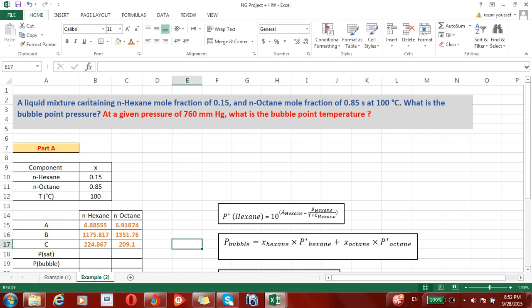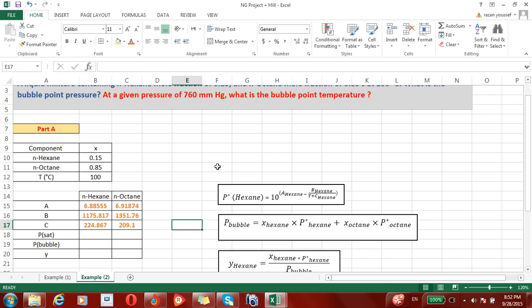A liquid mixture containing n-hexane mole fraction of 0.15 and n-octane mole fraction of 0.85 at 100 degrees Celsius. What is the bubble point pressure? So for part A, we need to find the bubble point pressure. As I did before, I already wrote all my givens here. I have my constants here, and at the beginning we need to calculate the Psat. As you see, it is the same temperature, so it will give me the same answer as before.